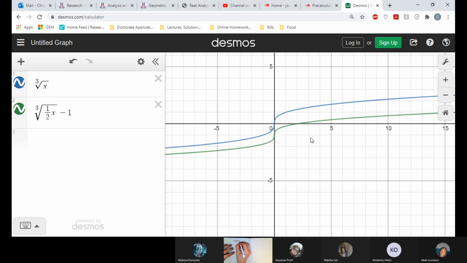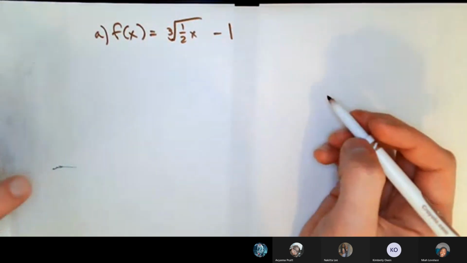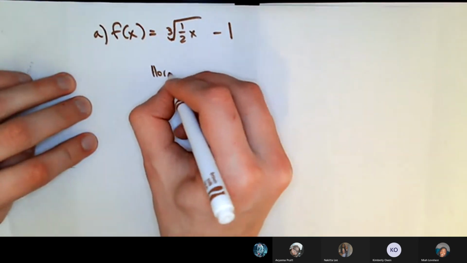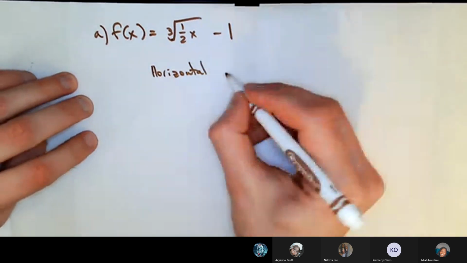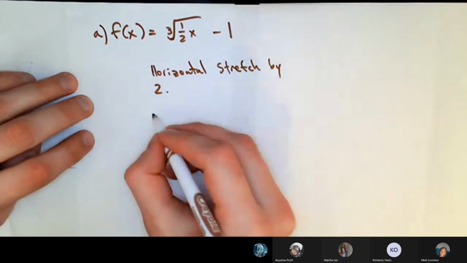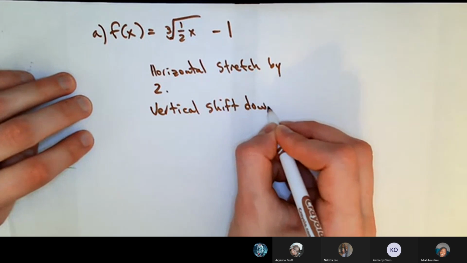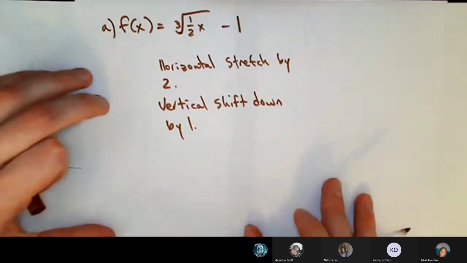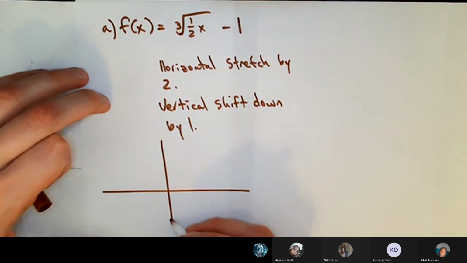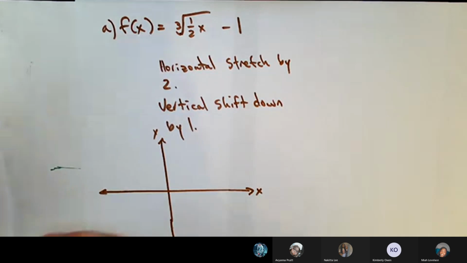Okay, f of x is equal to cube root of 1/2 x minus 1. I just realized I made a big mistake here. We have a horizontal stretch, not compression, horizontal stretch by 2, or by 1/2, however you want to say. I'm going to say by 2, and also a vertical shift down by 1. Okay, so when I draw this, let me just start. I'm just redoing it because that was a big mistake and easier to just redo it.